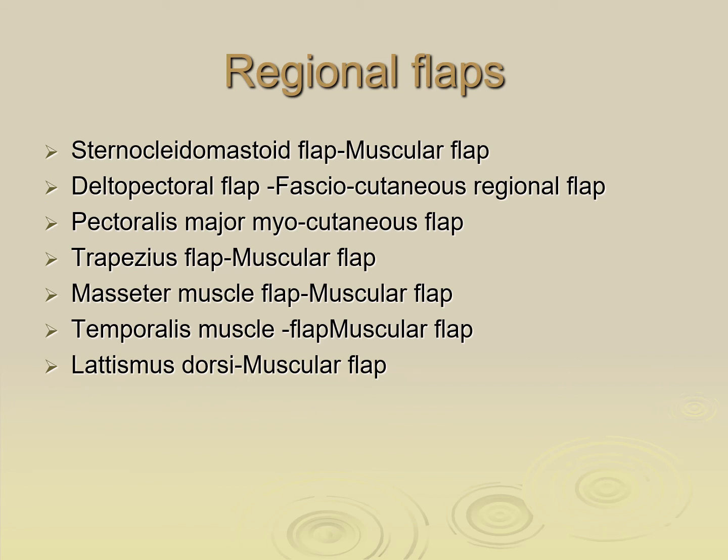Regional flaps like the sternocleidomastoid, that is a muscular flap. Deltopectoral flap, that is a fasciocutaneous regional flap. Pectoralis major myocutaneous flap. Trapezius flap is a muscular flap, masseter flap muscular, temporalis muscle flap muscular, latissimus dorsi muscular flap. Mostly in neck dissection they use the sternocleidomastoid flap and the pectoralis major. Sometimes we use the submental artery flap, below the lower part of the mandible.